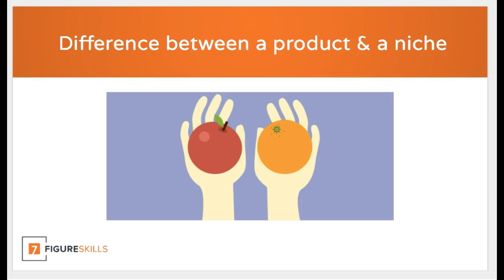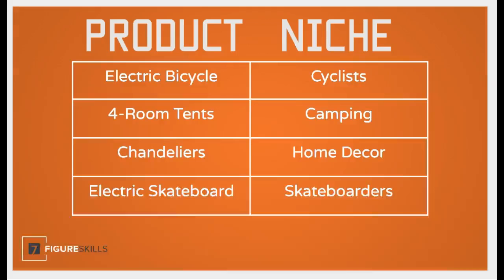So what is the difference between a product and a niche? Well, it's not apples to apples, and a lot of people think a niche and a product are the same thing. Here's the easiest way I can describe it to you. A niche can be something like cycling, camping, home decor, skateboarding, outdoor and recreational. Dog lovers is a niche, right? Cat lovers is a niche. Mid-century decor is a niche. Apartment furniture is a niche. Restaurant equipment is a niche.